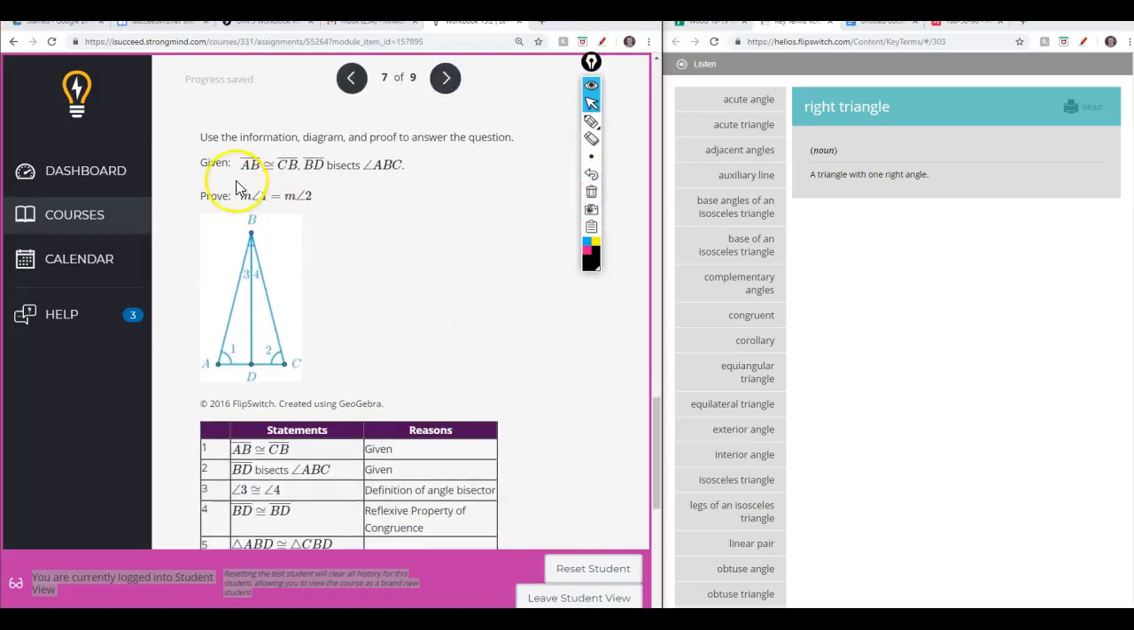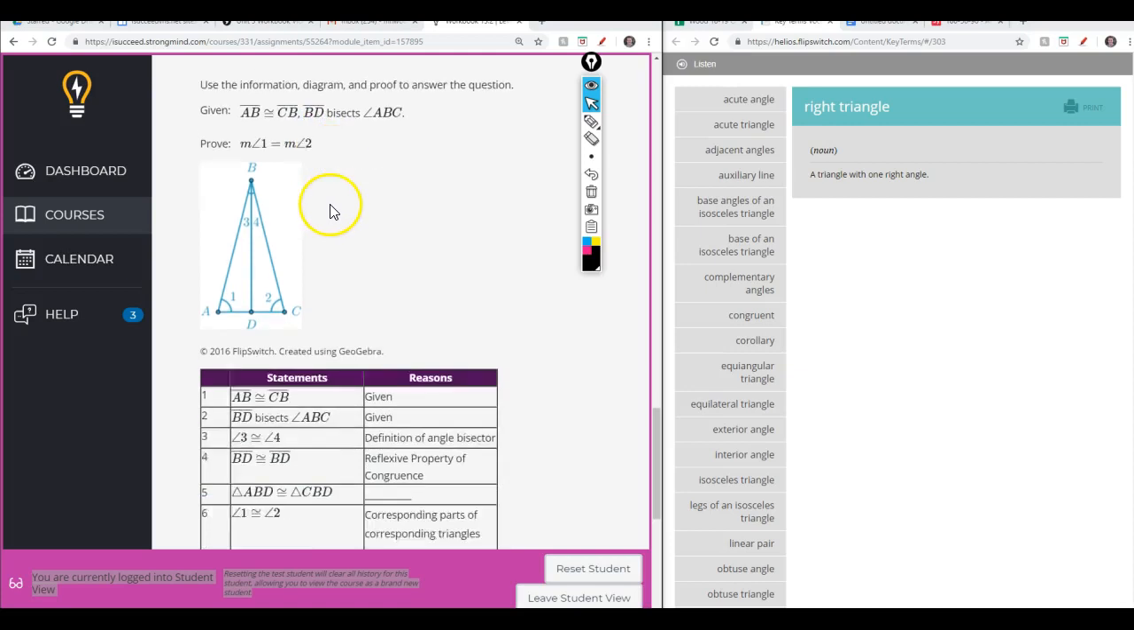Alright, question 7. Use the information diagram and proof to answer the question. Given that segment AB is congruent to segment CB, segment BD bisects angle ABC, prove that the measure of angle 1 equals the measure of angle 2.